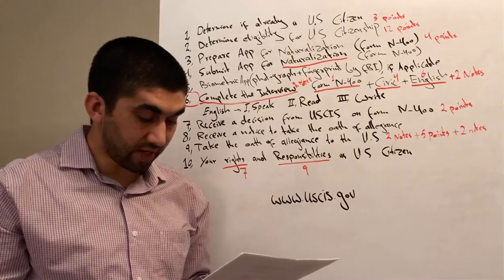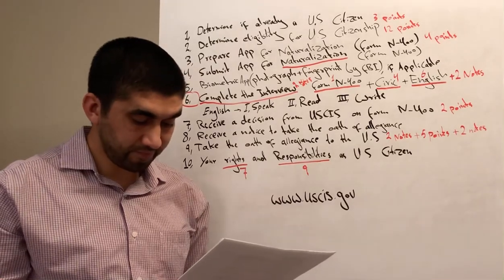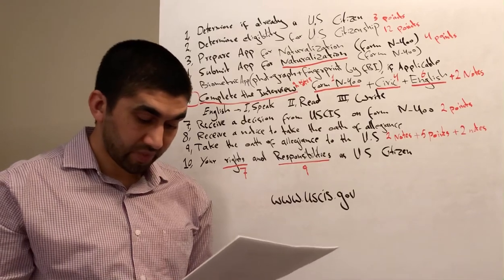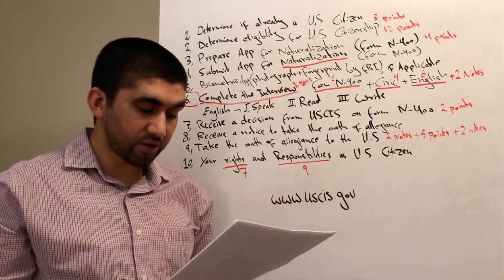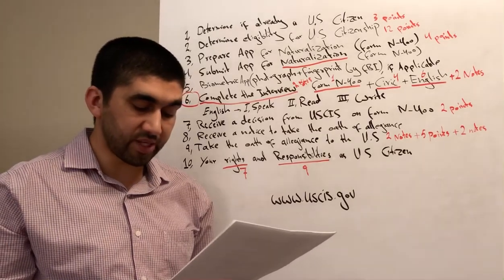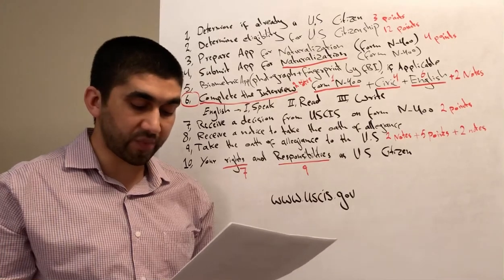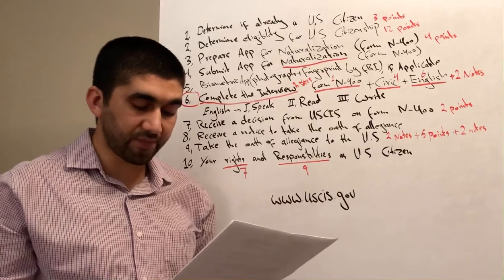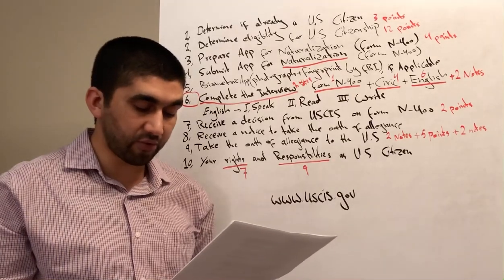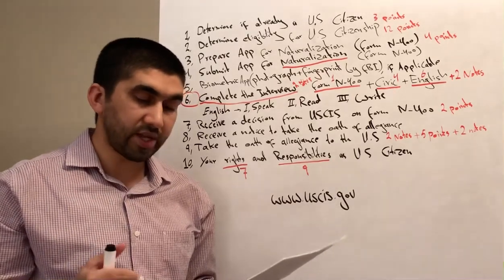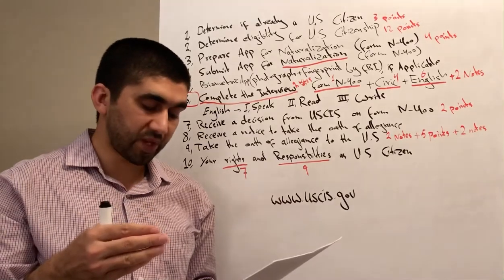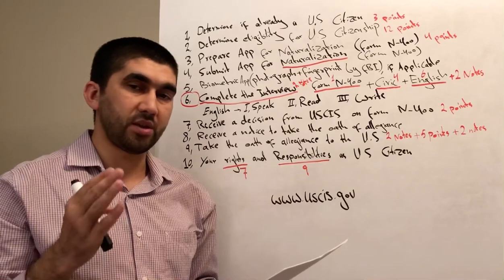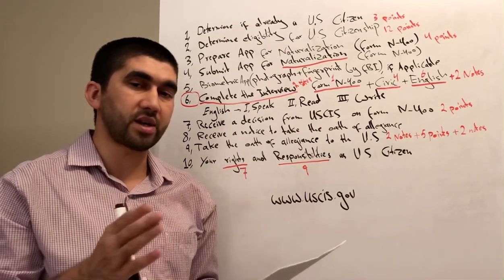Now the next thing, number 8, says show that you have been physically present in the United States for at least 30 months out of the 5 years immediately preceding the date of filing Form N400. So this one is different from number 7. In number 7, it was saying that you have to spend 5 entire years in the United States.